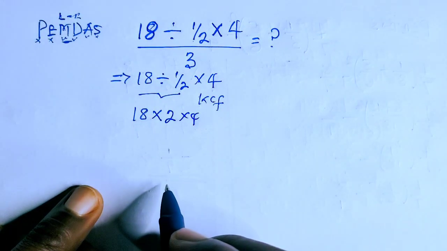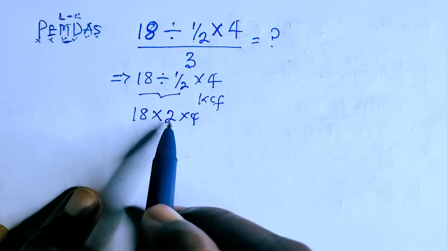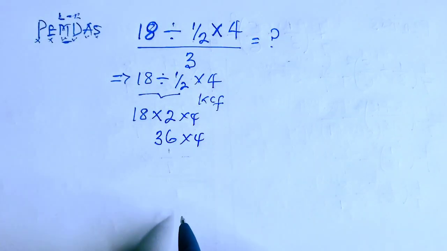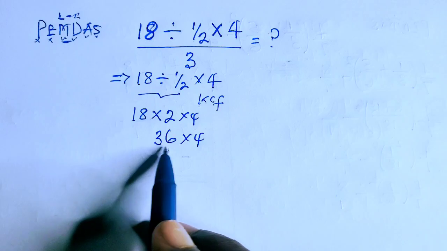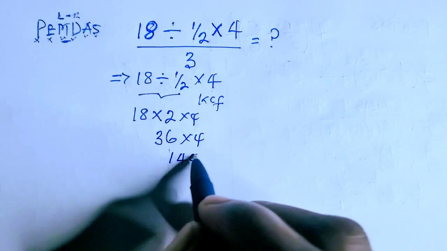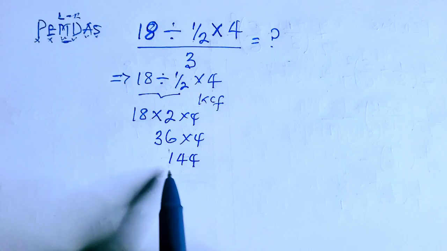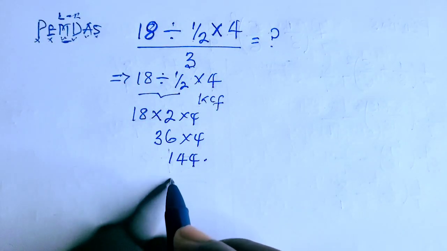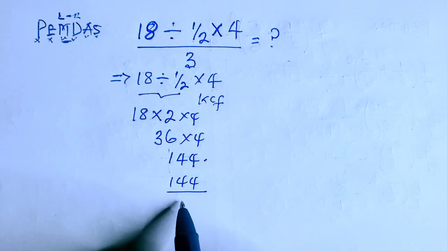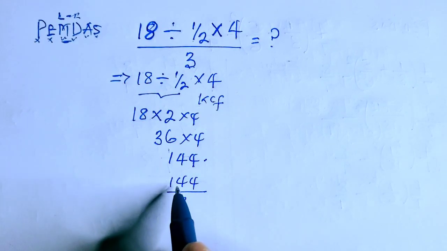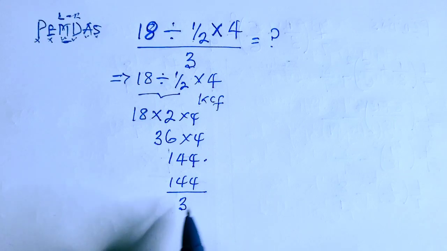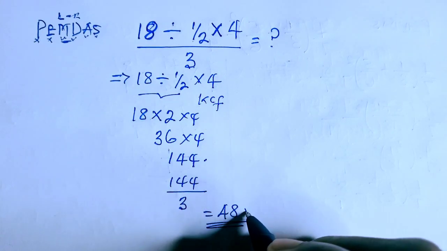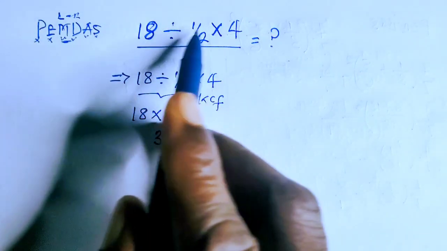multiplied by 4. Now, if we multiply this out, 18 times 2 gives us 36, then multiplied by 4. Now 36 multiplied by 4 will give us 144. Then now we are going to divide this answer by 3. And finally, we are going to have here 144 all over 3. Now 144 divided by 3 will give us 48. And this is the right answer to this given expression here.